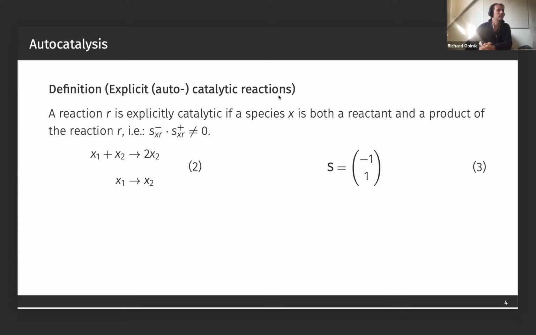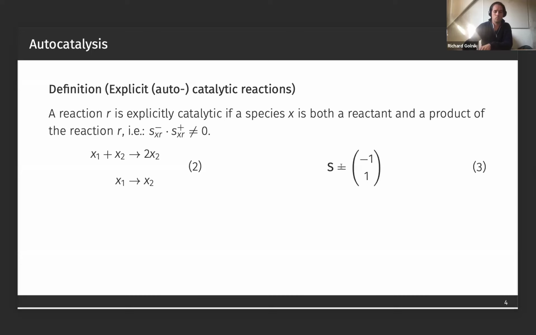So an explicit catalytic reaction is a reaction where you have a species that appears both as a reactant and a product on both sides of the reaction. So, for example, the problem then is that these two reactions are represented by the same stoichiometric matrix. And then the stoichiometric matrix does not uniquely identify the network anymore.